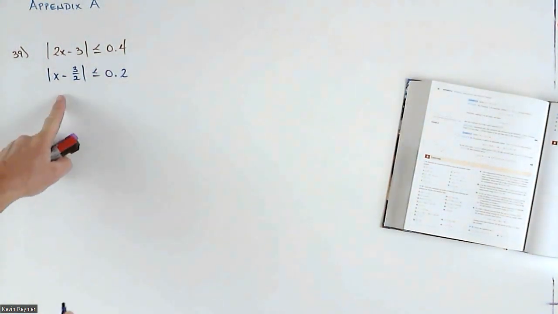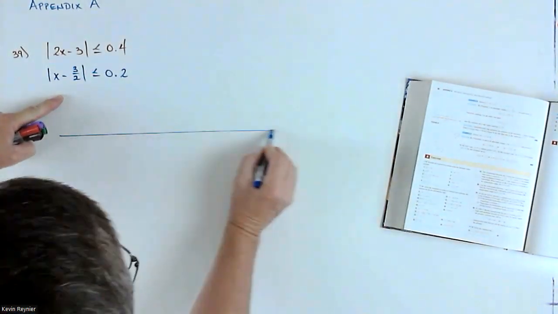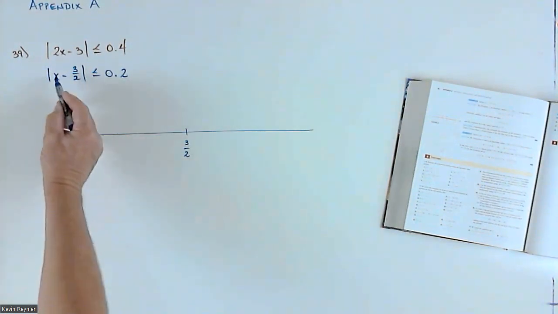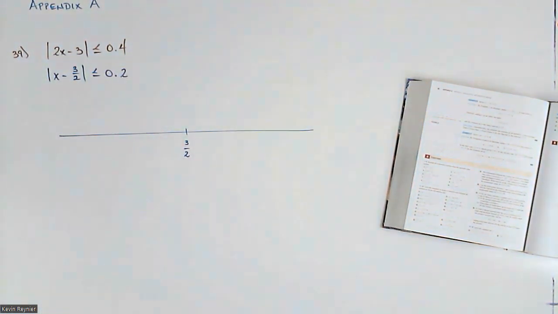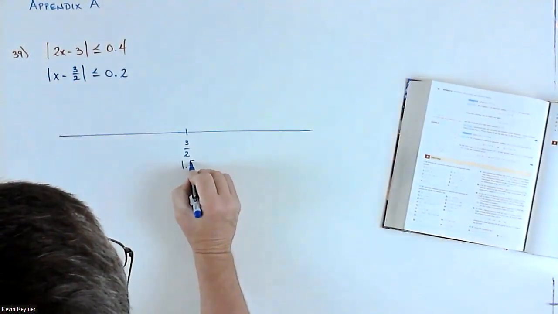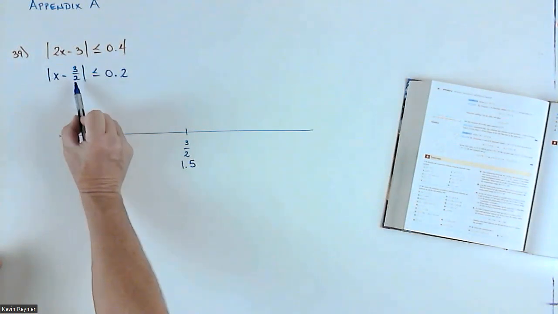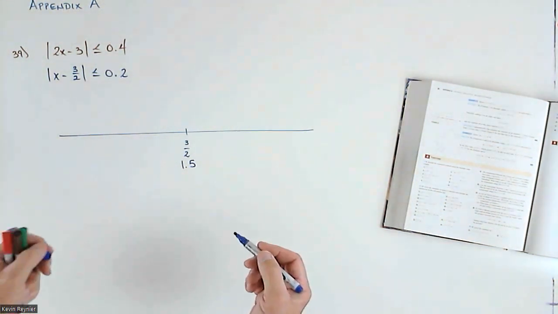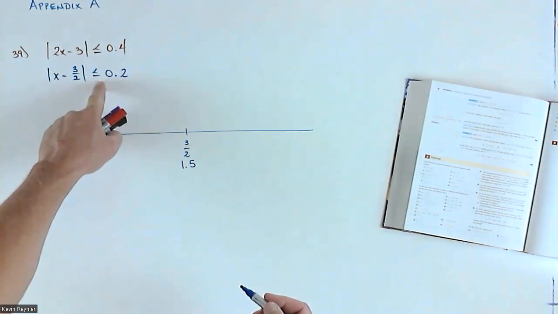And now what does this say? This says, here's +3/2, and x is less than or equal to 0.2 away from that. Now, 3/2 is 1.5, right? I introduced a decimal and a fraction, but 3/2 is 1.5. And how far are we allowed to go? We can't go any further, right?